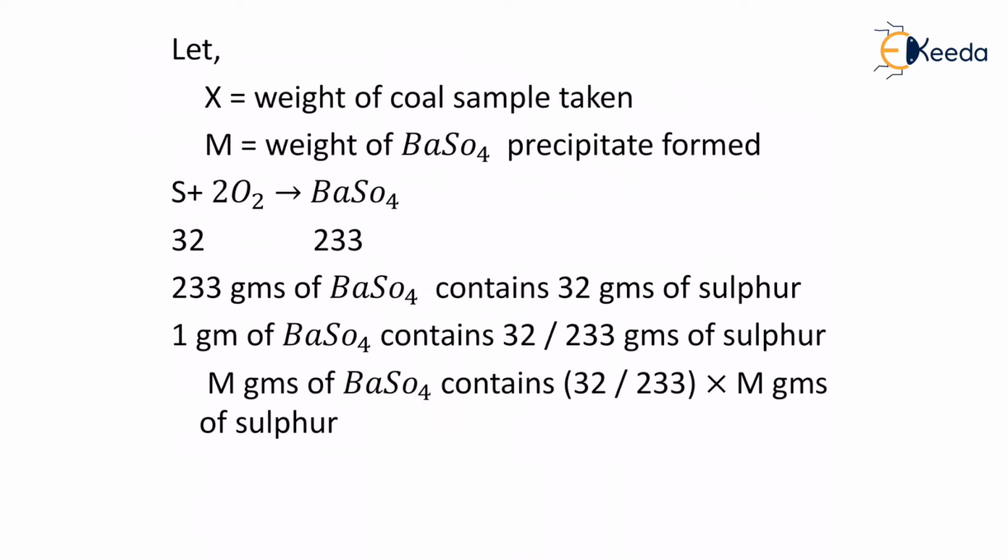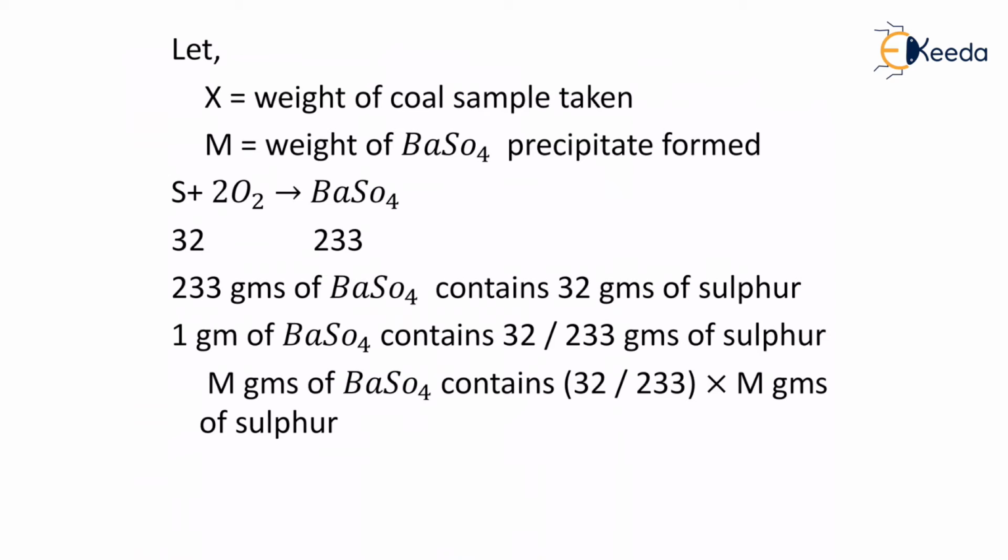If X is the weight of coal sample taken, then m is the weight of BaSO4 precipitate. All of us know that S plus 2O2 gives us BaSO4. So over here we get 233 grams of BaSO4, 233 because barium plus sulfur plus 4 times oxygen. So 233 grams of BaSO4 contain 32 grams of sulfur.